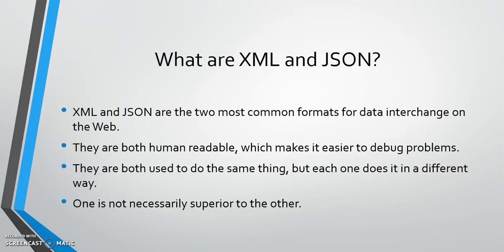First, what exactly are XML and JSON? These are part of the alphabet soup that we have become accustomed to in the computer world. They are formats used for data interchange. In fact, they are the two most common formats used for data interchange on the web. What I mean by data interchange is that applications use these formats to share data with each other.